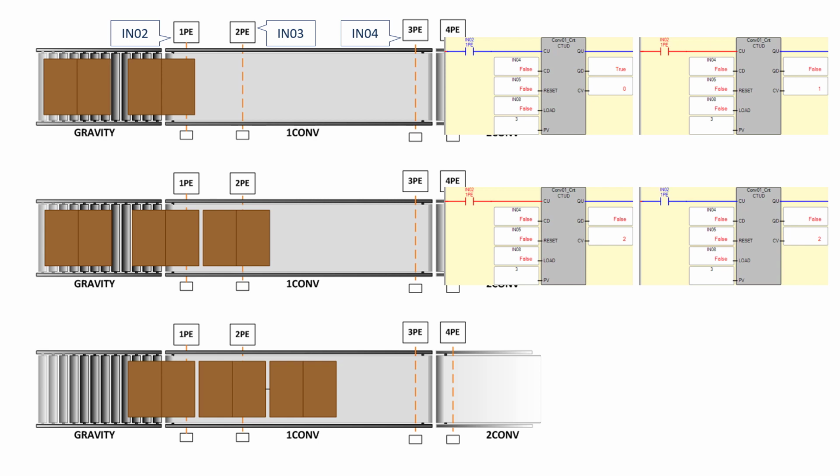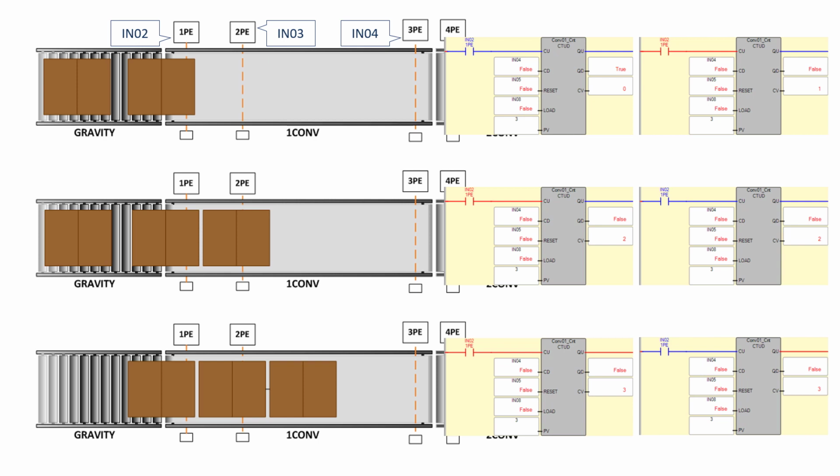That can be accomplished in many ways. We're not dealing with that in this particular lab project. Then when the third carton breaks photo eye 1 PE, the CV goes up to 3. And when it clears photo eye 1, it remains 3.